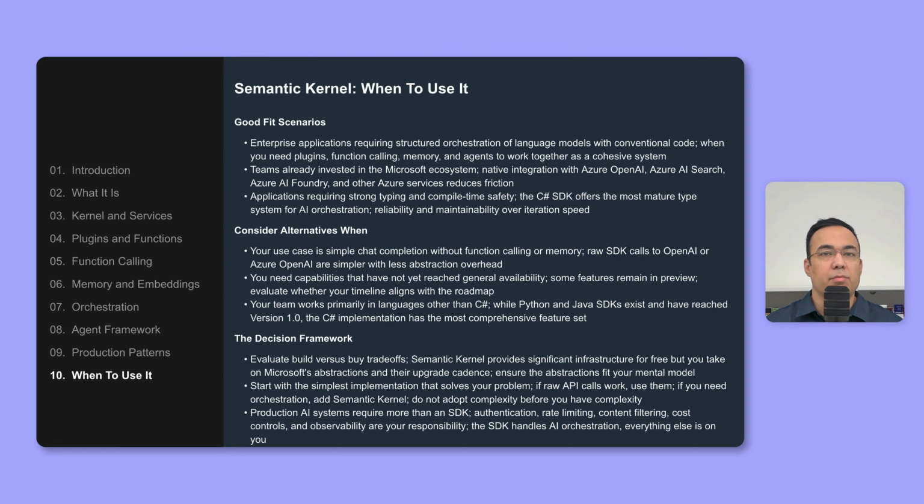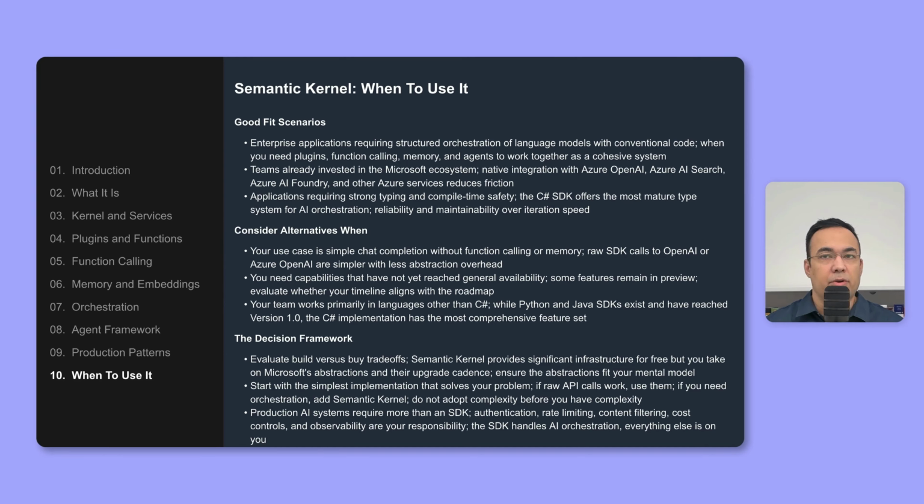Start with the simplest implementation that solves your problem. If raw API calls work, you should use them. If you find yourself building orchestration logic, memory management, and function calling infrastructure, then add Semantic Kernel. Do not adopt complexity before you actually have the complexity to address.